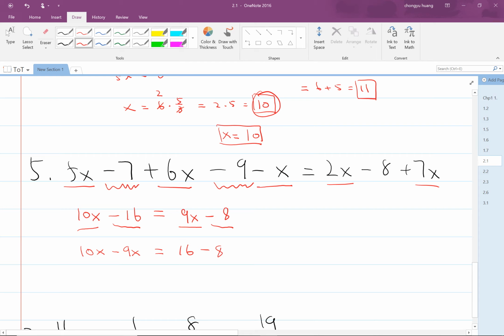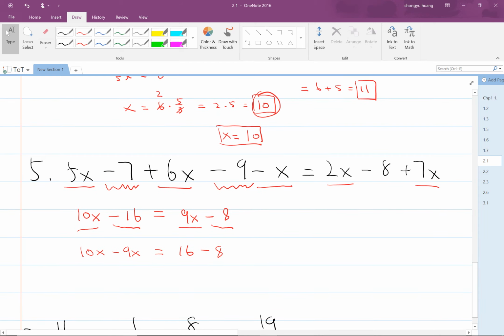So after that, we have to simplify a little bit more. So we have 10x minus 9x, which is x, right? And then equal to 16 minus 8, which is 8, right? So you know the answer is x equal to 8. So this is the solution, and this is the logic of how you actually solve it, x equal to 8.